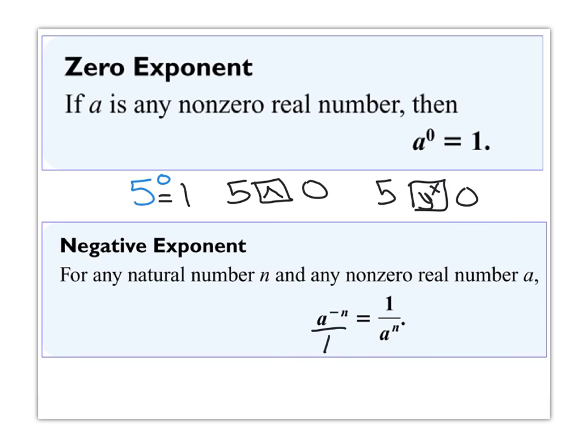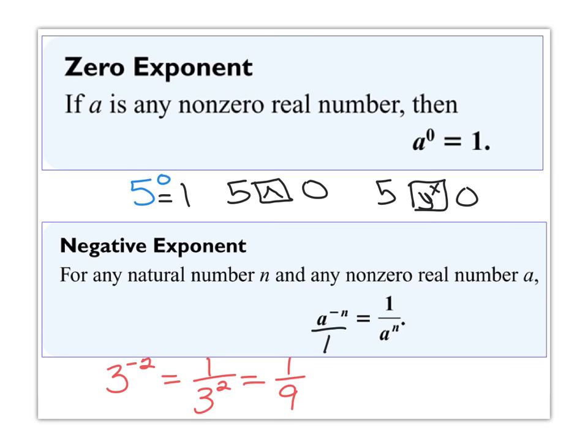For example, 3 to the negative 2 power is the same thing as 1 over 3 to the second power. And we can even write this as 1 over 9, because 3 to the second power is 3 times 3, which is 9. Try that on your calculator as well and see if you get 1/9.